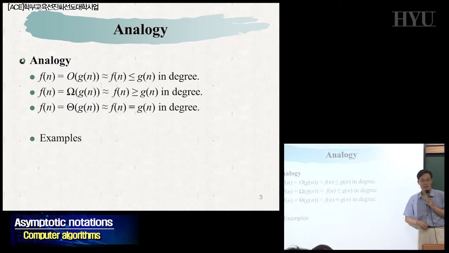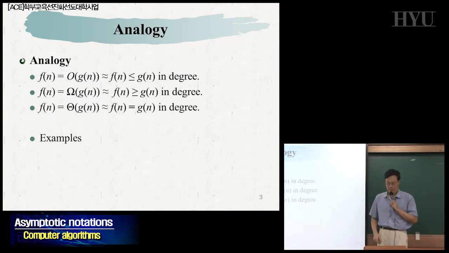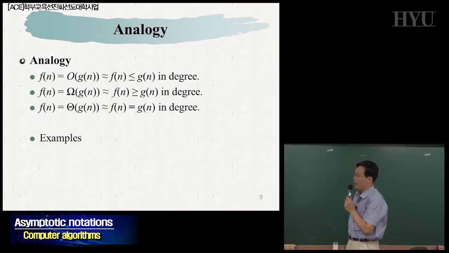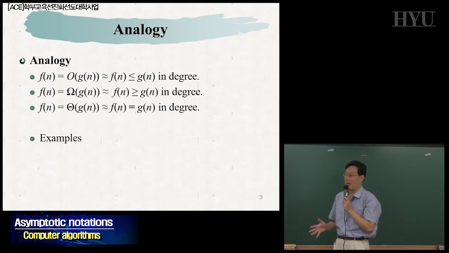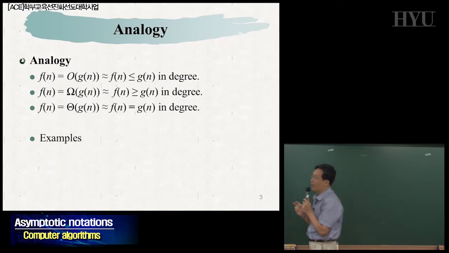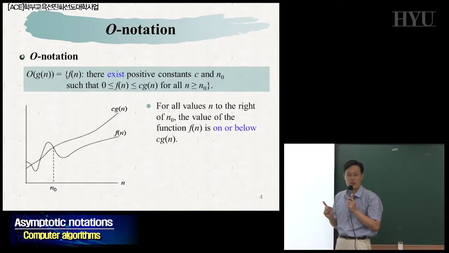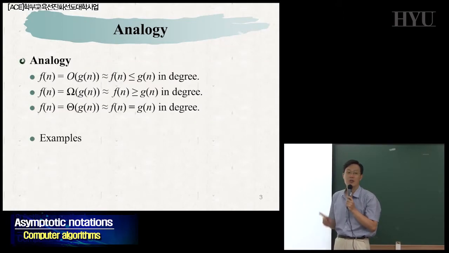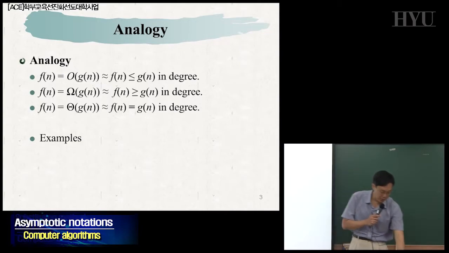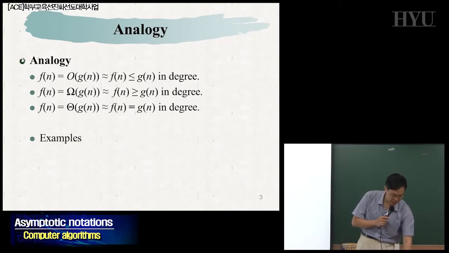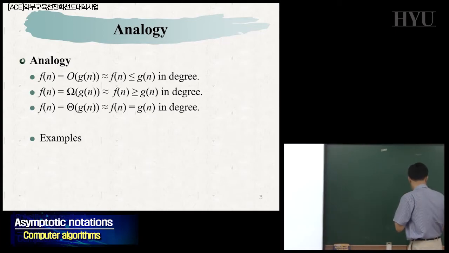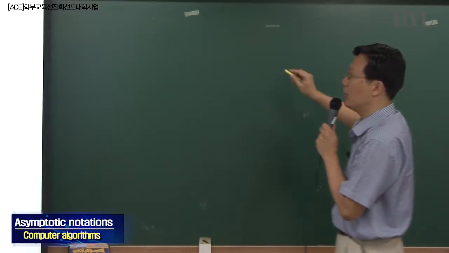First, I'll explain the analogy between asymptotic notations and normal comparison signs. First one, f of n is big O of g of n, means function f of n is less than or equal to g of n in degree. For example, no examples. Then I'll show you an example.